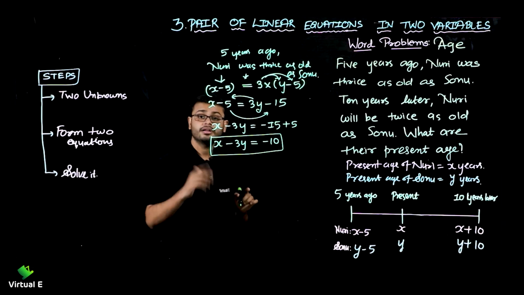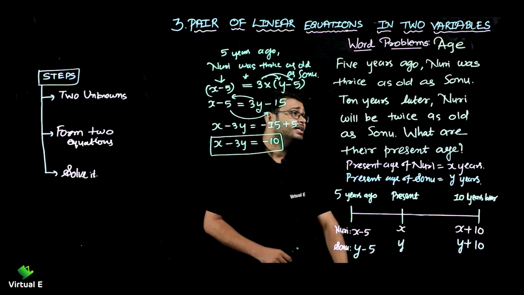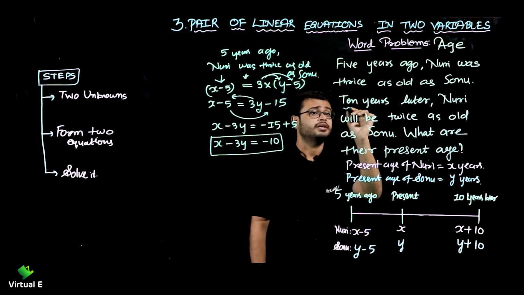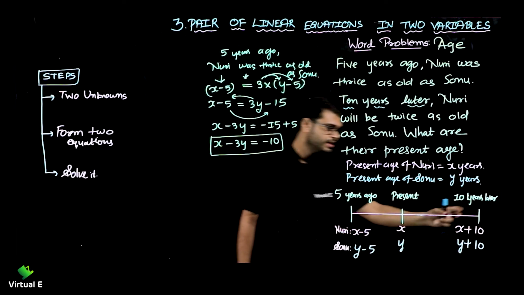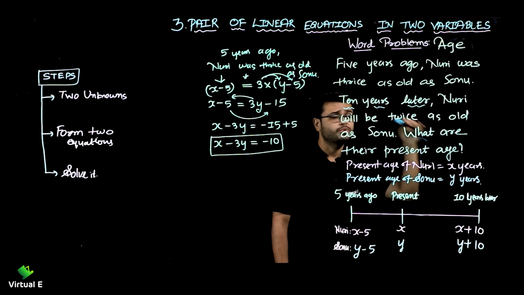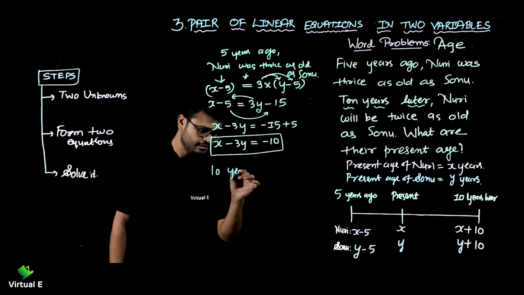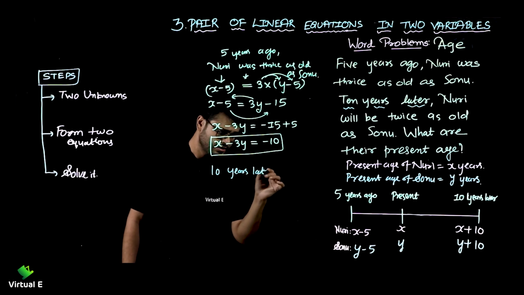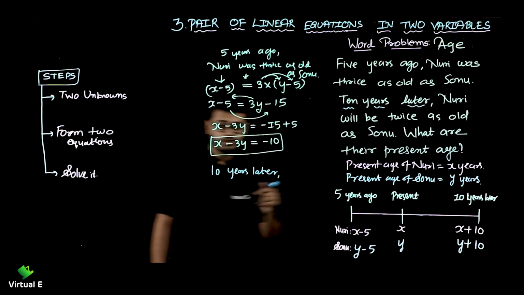We need to make another equation by following another condition, which is 10 years later. 10 years later, right? So we will be considering these two ages. Nuri will be twice as old as Sonu. So let me label here as well, 10 years later. What's this sentence? Nuri will be twice.